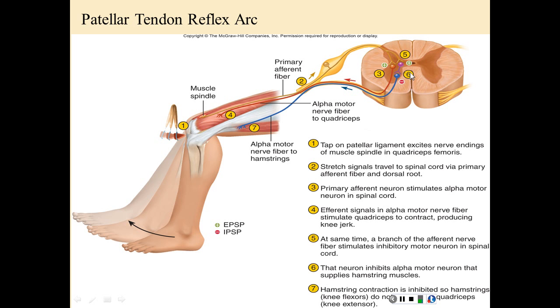Now, at that same time, a branch of the afferent nerve fibers is going to stimulate an inhibitory interneuron in the spinal cord. And that neuron will inhibit the alpha motor neurons that supply the hamstring muscles. Therefore, the hamstring contraction is inhibited, so they're going to relax. So you can't have both the quadricep muscle and the hamstring contracting at the same time. One has to contract, which is your quadricep, and the other is going to be relaxed.